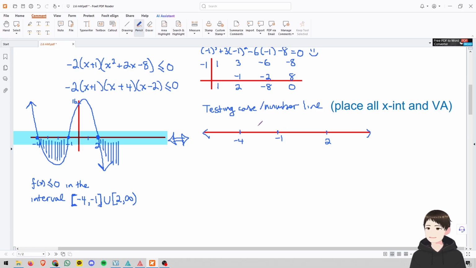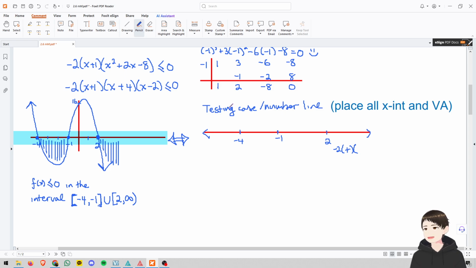Between each number, we're going to choose any random number we want and test it inside the equation. So let's do an easy one. Let's do a number that's bigger than 2, like a huge number, like 1 million. If we are at x equals 1 million, what do you expect the y value to be? I hope you said it's going to be a negative number. All right? So -2, a million plus 1, that's going to be a positive number.